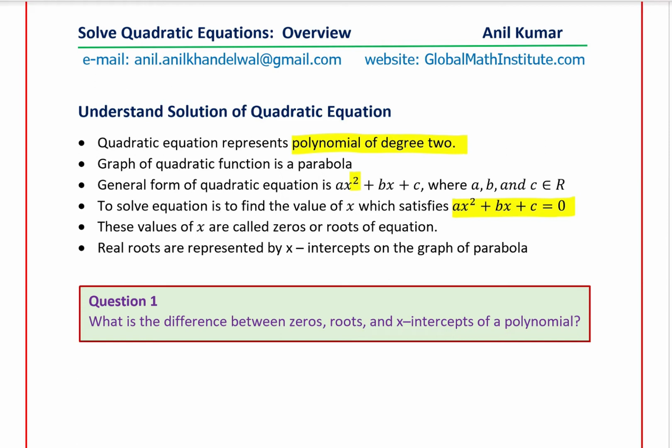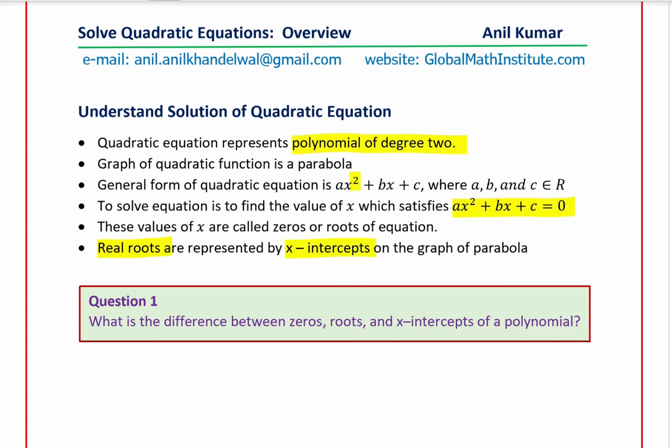So to solve an equation really means to find the value of x which will make the value of the whole equation 0. So you can say to solve means to find zeros of an equation. These values of x are called the zeros or roots of equations. The real roots are represented by x-intercepts on the graph. So we have used the term real roots related to x-intercepts.